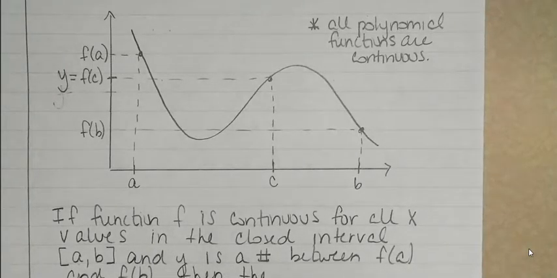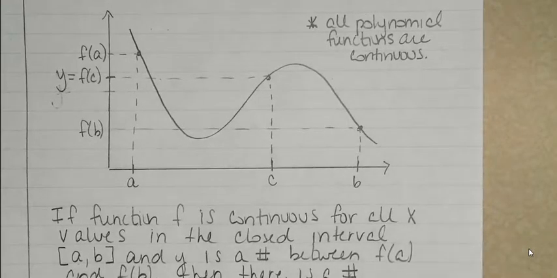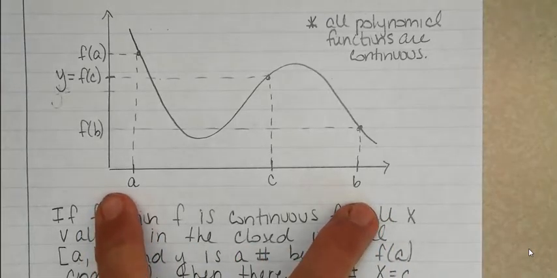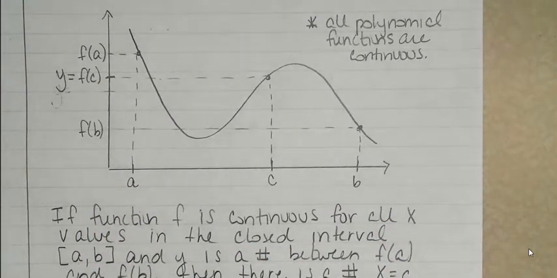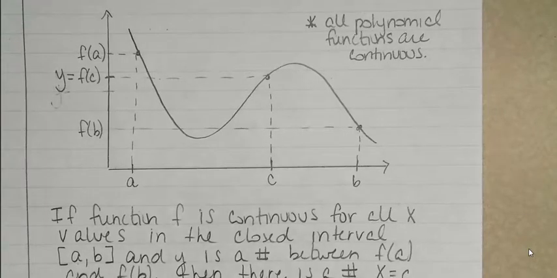Then there is a number x equals c in the open interval now. This does not include a and b. A and b cannot be that number x equals c, okay, because that's on the outsides. So open interval means that it doesn't include these ends, so we put parentheses. For which f of c equals y.